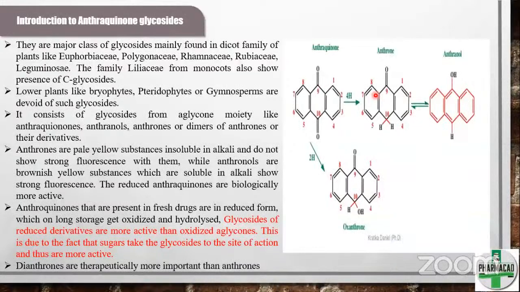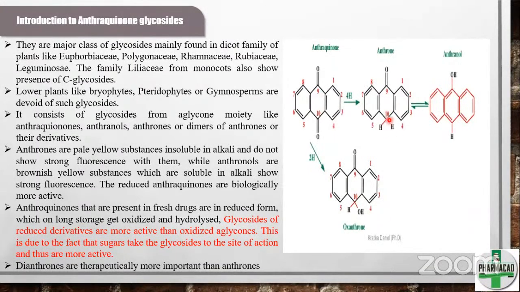Now, anthraquinones that are present in fresh drugs are generally in reduced form, which on long storage can get oxidized and hydrolyzed. Glycosides of reduced derivatives are more active than oxidized glycosides. Understand this point: glycosides of reduced derivatives are more active than the oxidized form. So anthrone is more active than an anthraquinone and an anthranol. This is due to the fact that sugars take the glycosides to the site of action and thus they are more active. Now dianthrones are therapeutically more active than anthrones.